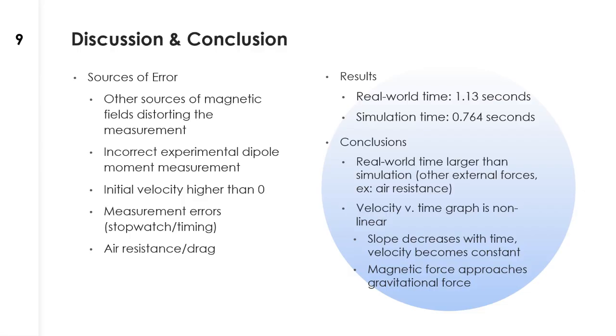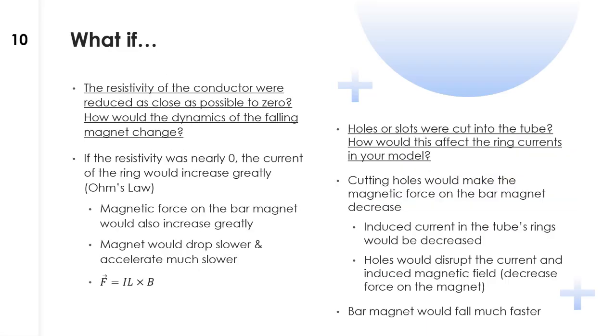The velocity versus time graph, as we just saw, was nonlinear in the simulation. The slope of that graph decreased with time, and velocity became constant, which means that the magnetic force approached the gravitational force in magnitude. So what if the resistivity of the conductor was reduced to become 0?